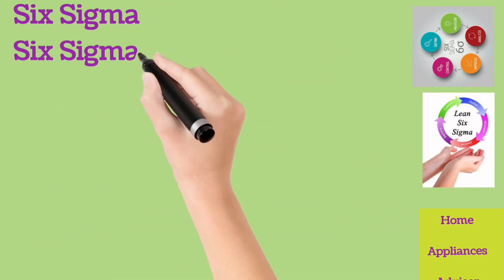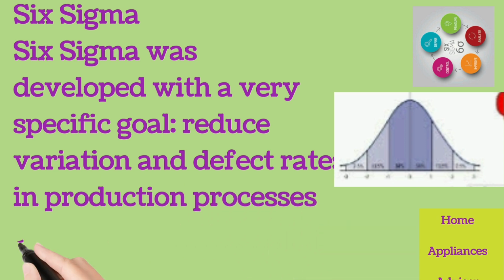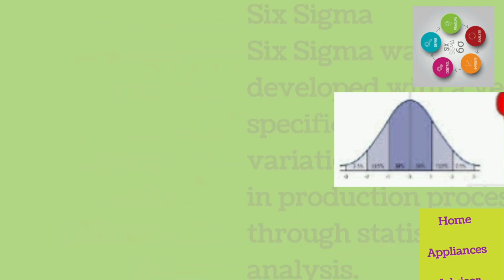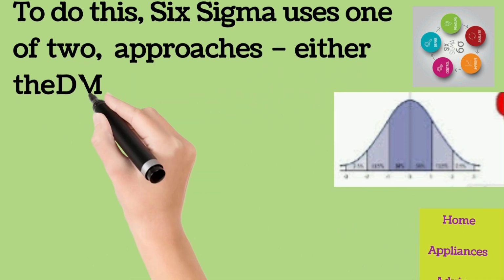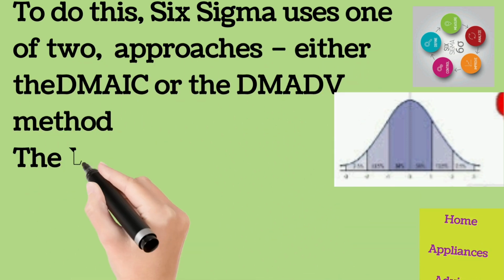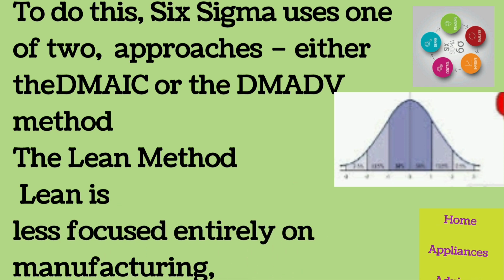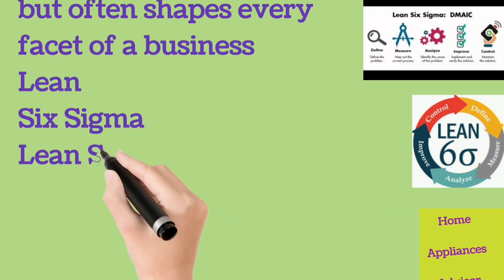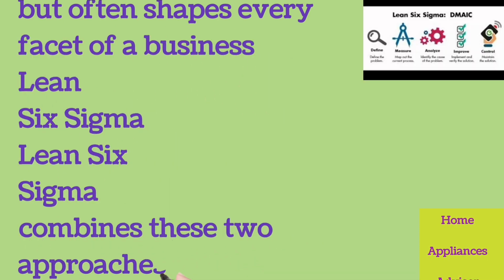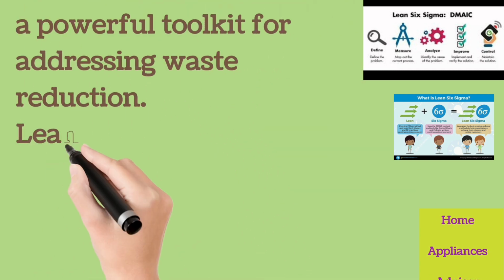Six Sigma was developed with a very specific goal: reduce variation and defect rates in production processes through statistical analysis. To do this, Six Sigma uses one of two approaches, either the DMAIC or the DMADV method. The Lean method is less focused entirely on manufacturing, but often shapes every facet of a business. Lean Six Sigma combines these two approaches, which creates a powerful toolkit for addressing waste reduction.